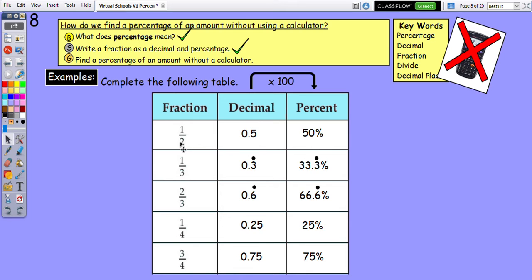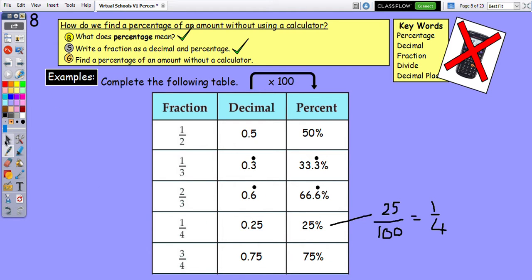Okay, so a half is just 50%, a quarter is just 25%, or if I was to write this as a fraction, 25 out of 100, okay, which is a quarter. That simplifies to a quarter. Okay, 25 divided by 100 is 0.25. So these quantities are the same, they're just written differently.